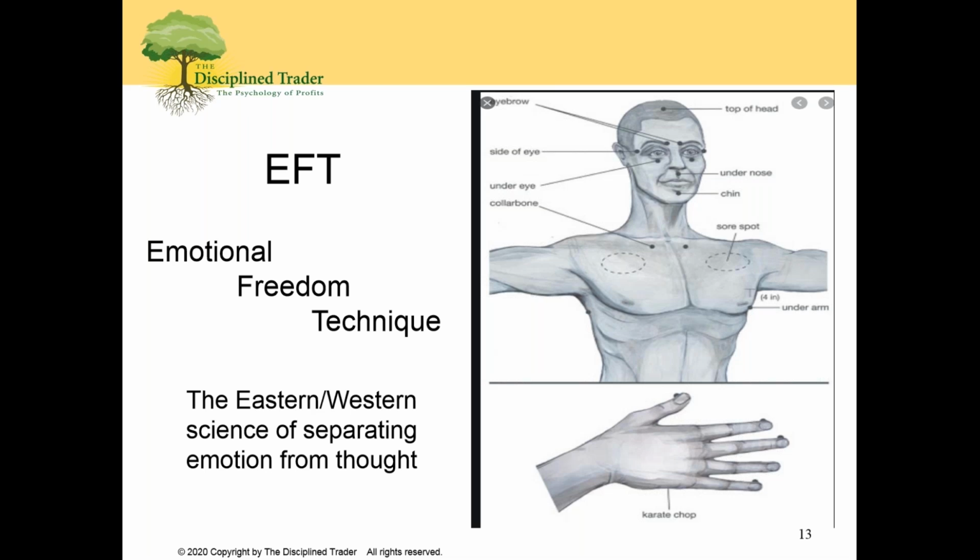In the same way, by manipulating the energies in a particular sequence and saying certain statements at the same time, while taking your fingers and tapping one point at a time, and then moving to another point in a sequence, there's even a point under your arm. While doing that, you're releasing the energy that is holding the thought to the emotion, and you're separating the thought from the emotion.